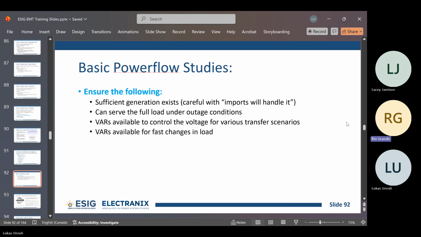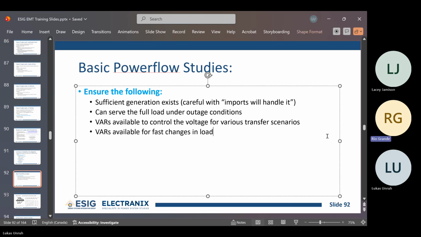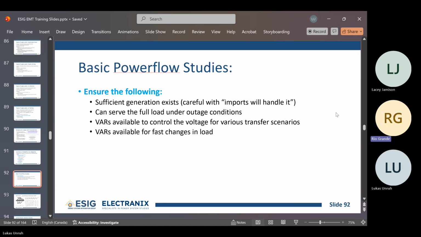You want to make sure that the VARs are available to control the load for various transfer scenarios, and that VARs are available for fast changes in the load as well. So some of these, of course, you can study in other domains, but you can get some idea of the VAR availability in a power flow program as well, if you just study different load levels and see whether the VARs are there and how much fluctuation there is in voltage and things like that.